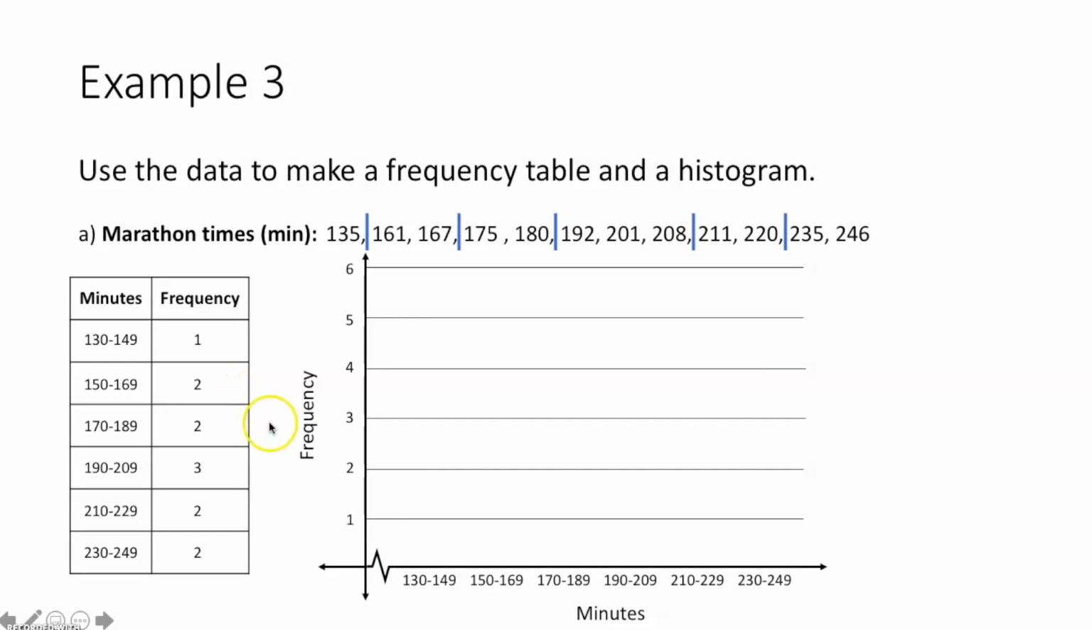Now we make our histogram. So we go to our given time interval. It's a frequency of 1, so we go up to 1. Next has a frequency of 2, so we go up to 2. Next one has a frequency of 2, up to 2.